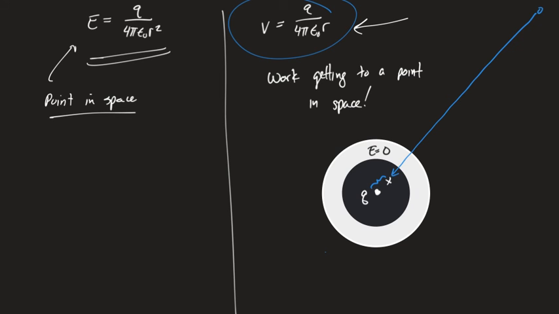So remember, this can only be used if there is a pathway from infinity to that location in space that you're interested in finding the electric potential.